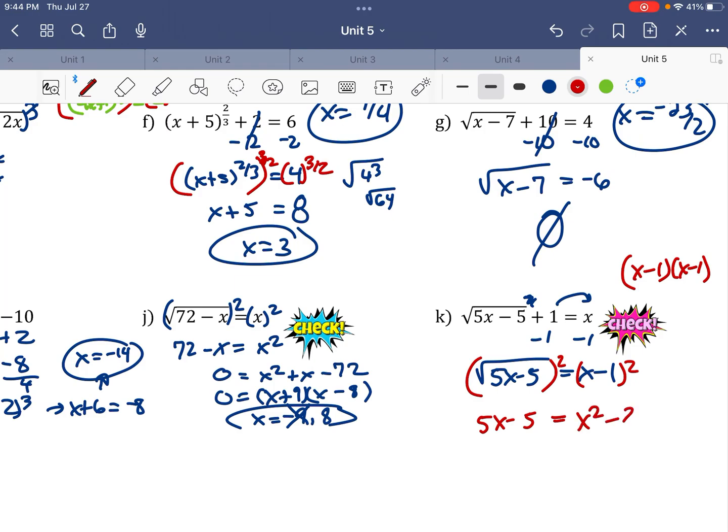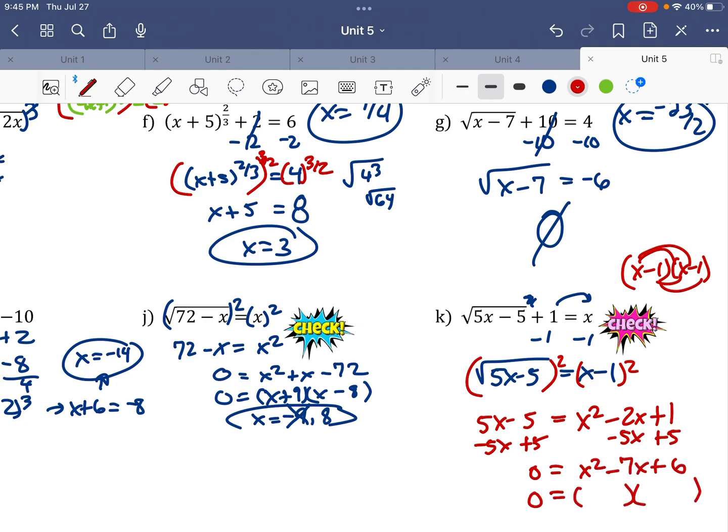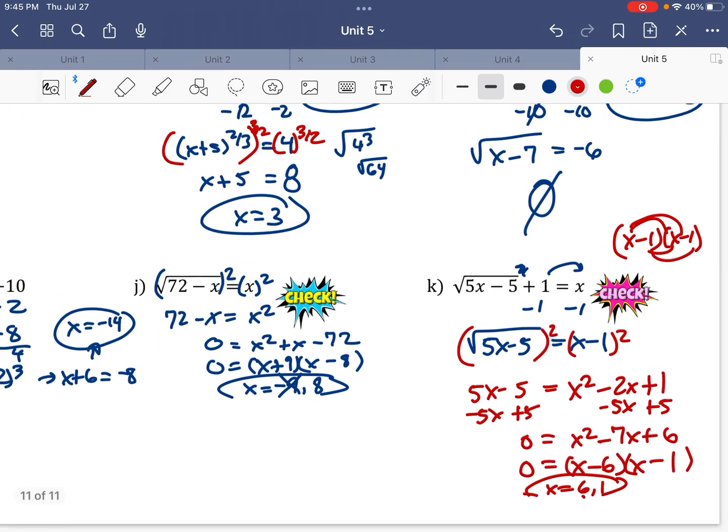So that means I got to multiply out x minus 1 times x minus 1. So when I do that, I get x squared minus 2x plus 1. Remember, first, outside, inside, last. And I'm going to have to put everything to one side, so I can factor, hopefully. All right, so when I factor, I get x minus 6 and x minus 1. So my answers are 6 and 1.